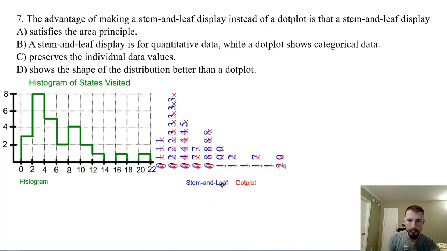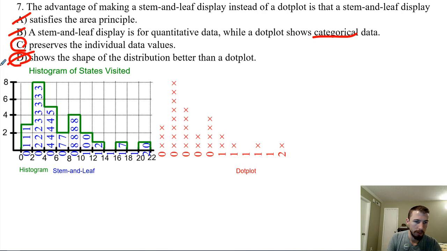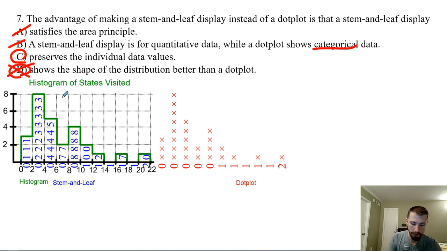Well, the improvement of the stem and leaf plot over the dot plot is that the stem and leaf display will actually show you the actual data itself. So satisfies the area principle, both of them do that, so no big deal. Stem and leaf display is for quantitative, dot plot. No, actually both of them are for quantitative data, so that's not true. Preserves the individual data values, that's it. Because whenever we use a dot plot, we don't get the actual data values, we can't actually see those. Shows the shape of the distribution better than a dot plot. It actually shows the exact same shape. All three of these would show the same shape. Sorry, that's wrong. So the benefit is actually going to be because it preserves the actual data points instead of a dot plot just showing the dots.